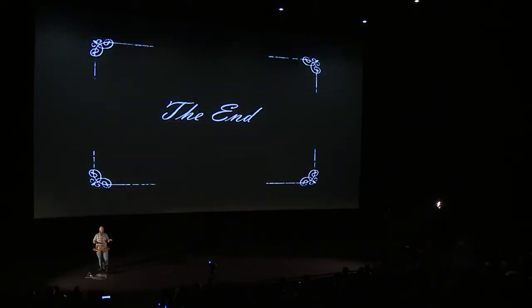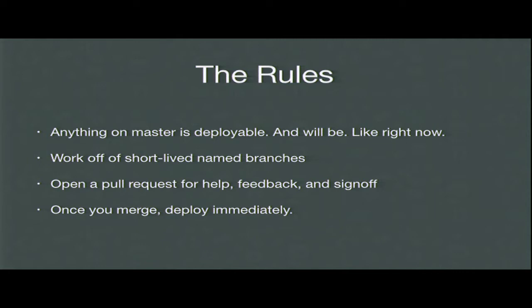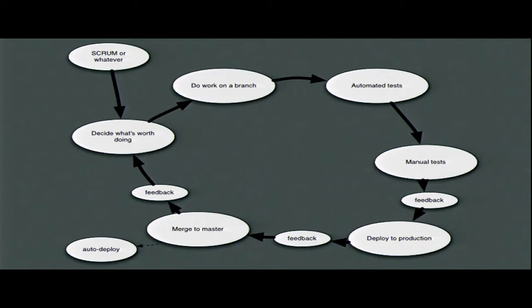And that's the end of the story about me, because it's not really a talk about me, it's a talk about GitHub Flow. GitHub Flow is the workflow that we use. It's based on 4 rules. The rules are that anything that's on master can and will be deployed automatically, immediately. Always work on very short-lived named topic branches. Open pull requests very early, very often, to get feedback. And once you merge, again, immediately deploy.